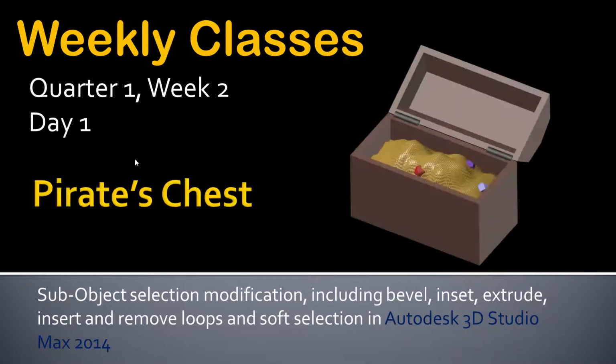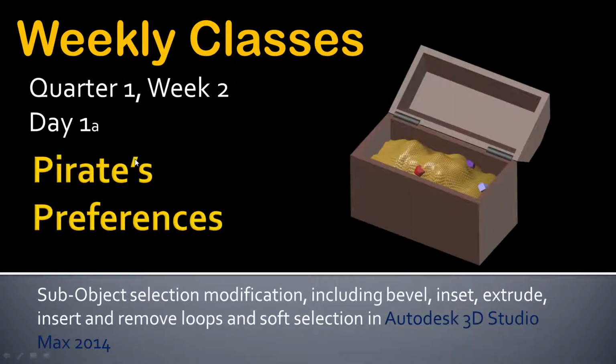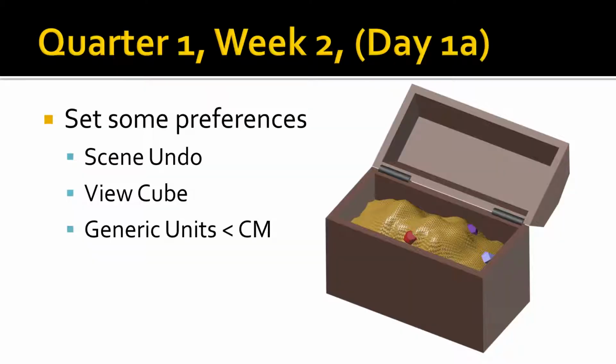We're doing Booty Beach. We have already done the beginning of the Pirates Preferences, which is where you capitalize all your R's. Anyway, we already did this. We set up some preferences. We changed our scene undo to 500. We got rid of our view cube, and we set our generic units to centimeters. I think we also made sure that our statistics are up.